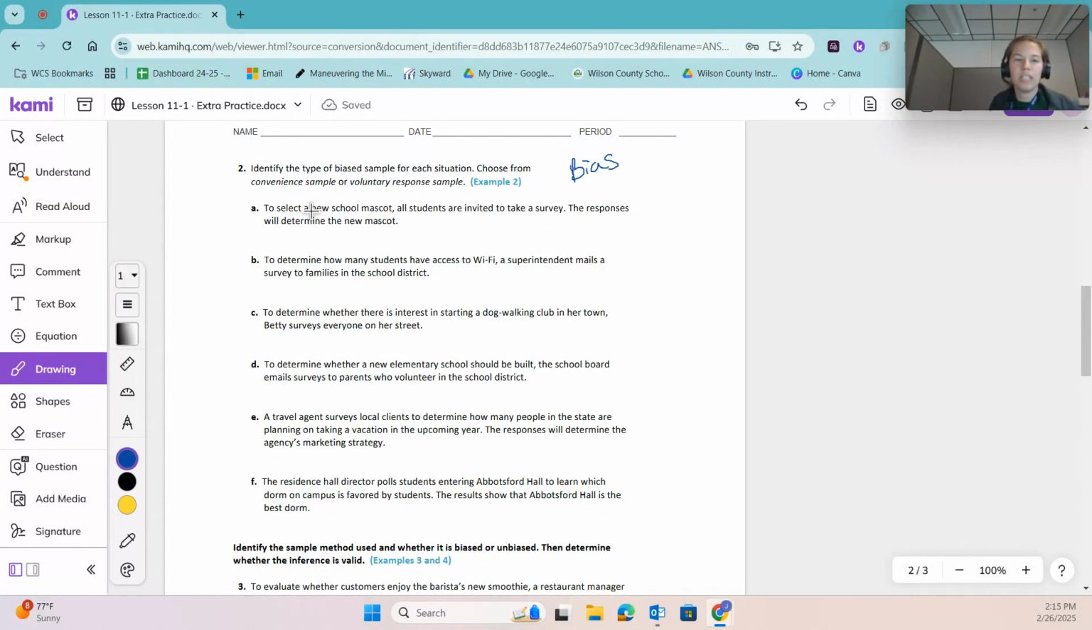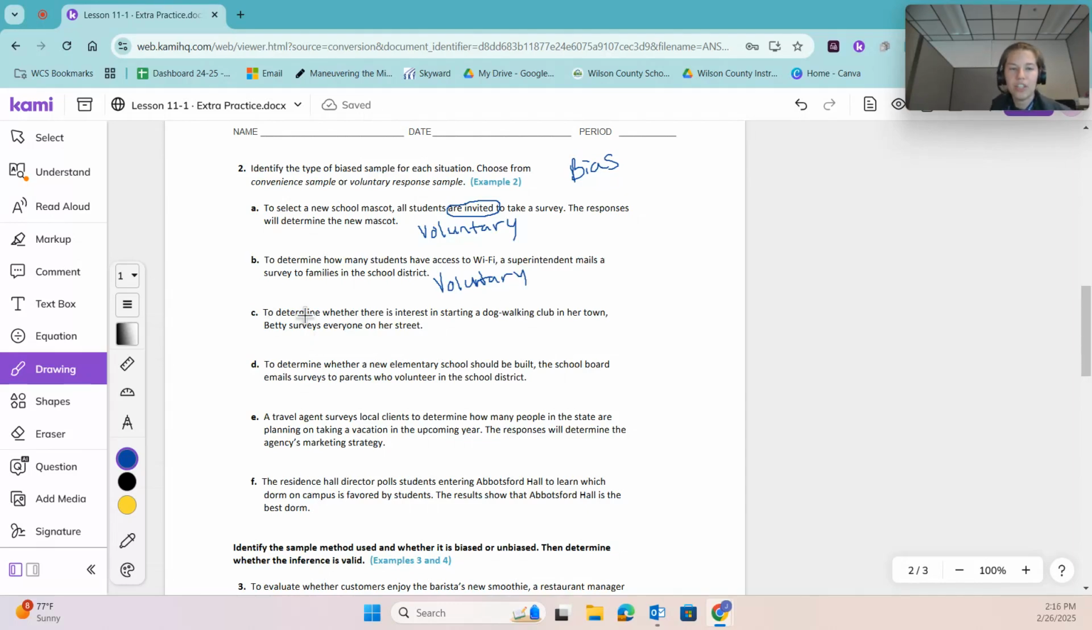All right, so let's take a look. To select a new mascot, all students are invited to take a survey. The responses will determine the new mascot. It says all students are invited to, which means they don't have to, but they can, which means this is a voluntary response. And then this one says, to determine how many students have access to Wi-Fi, a superintendent mails a survey to families in the district. Again, this is voluntary on whether or not they answer.